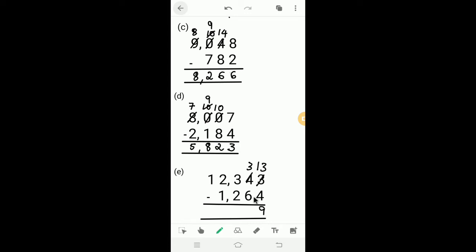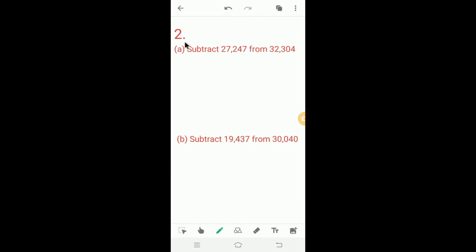3 minus 6, is it possible to subtract? No, it is not possible. So what we have to do? We have to borrow from the next number. Here the next number is 3. If we borrow from 3, then 3 becomes 2, and here 3 becomes 13. 13 minus 6 is how much? 13 minus 6 is 7. 2 minus 2 is 0. 2 minus 1 is 1, and write 1 as it is. So the answer is 11,007. Let's solve the second one.